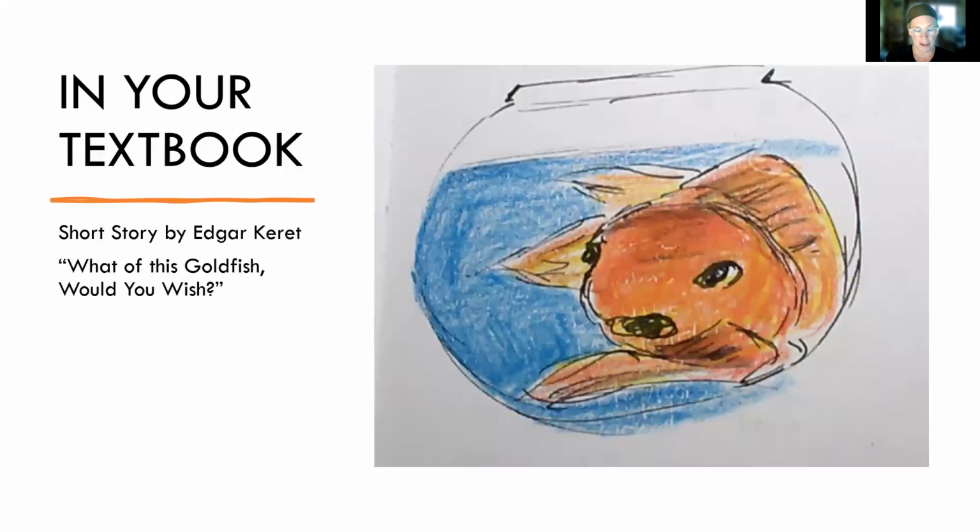From there, we went to the textbook. There's a short story in the curriculum that we were to read, and the title is "What Did This Goldfish Would You Wish?" The premise of the story is there's this documentary filmmaker who is just starting out and wants to be famous for his documentary film work. He decides to go door to door and ask people, if you had a magic goldfish and it could grant 3 wishes, what would it be?